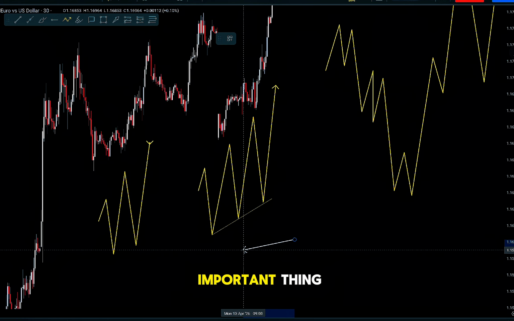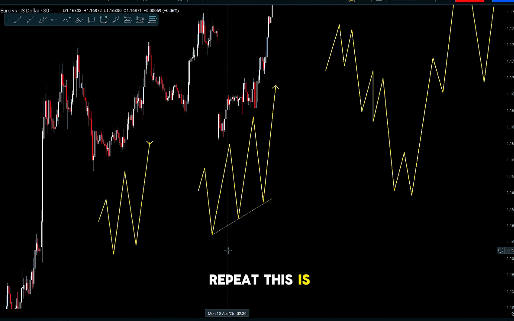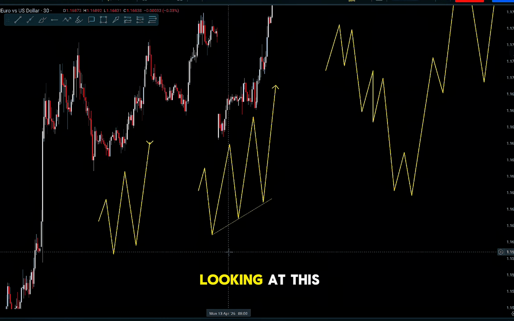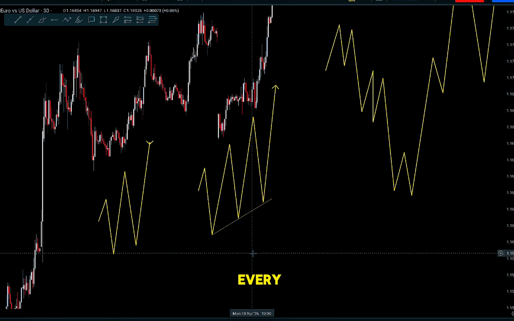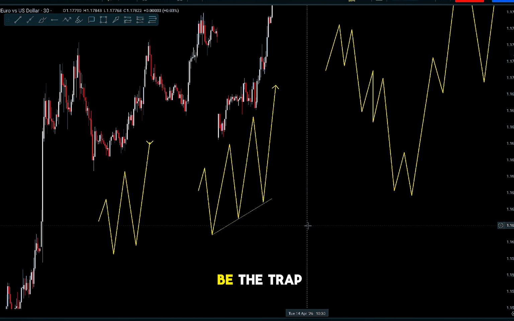And the most important thing, I have to repeat this, is the location. Where are you looking at this particular liquidity? It's very, very important. You have to stop looking at every liquidity, because this is going to be the trap. This is the trap I have been in, and I want to help you get rid of it.